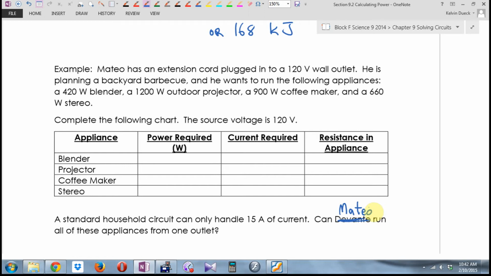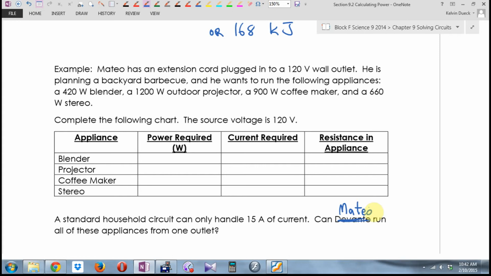It says this. I want to give you examples of how this affects you. Mateo has an extension cord plugged into a 120-volt wall outlet. He's planning a backyard barbecue, and he wants to run the following appliances: a 420-watt blender, a 1,200-watt outdoor projector, a 900-watt coffee maker, and a 660-watt stereo. I wrote down here, complete the following chart. The source voltage is 120 volts.